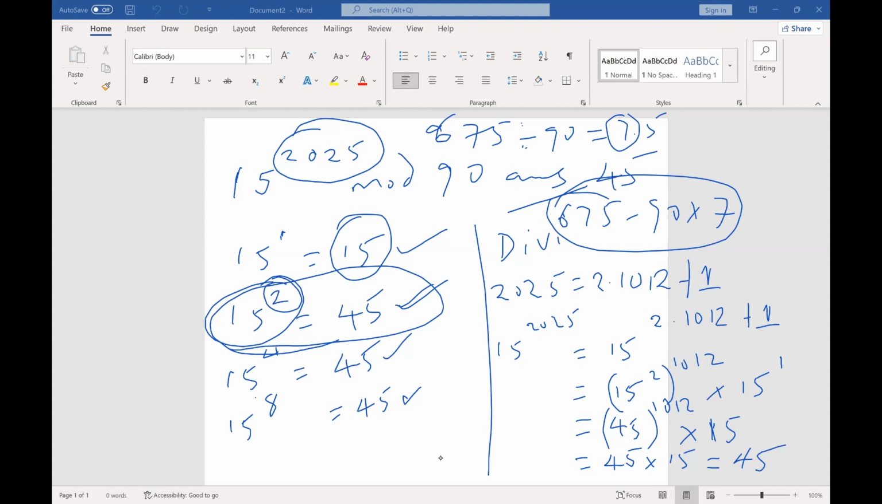Or relatively, just take whatever is on the right of the decimal and multiply by 90. That gives you the remainder. Yes. When you have 675 minus 90 times 7, getting 45.